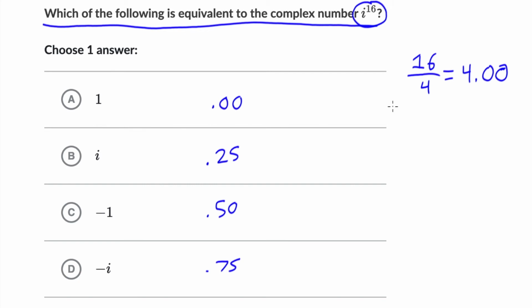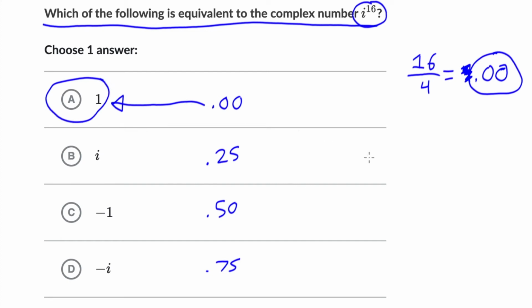So, in that case, we can forget about the number before the decimal place, doesn't matter, and we have a 0.0, which means 0.0 is equivalent to 1. So I to the 16th equals 1. That is our answer. Now, before the problem even starts, you should always write down 1, I, negative 1, negative I.